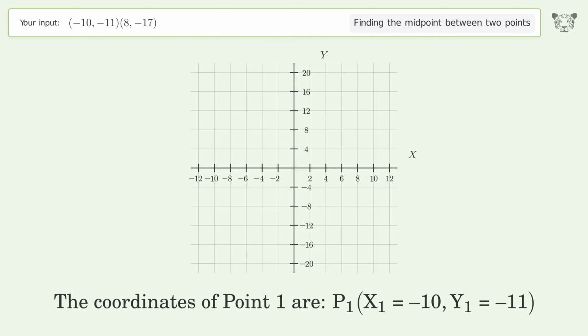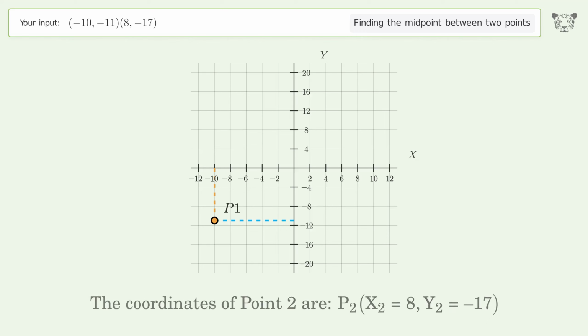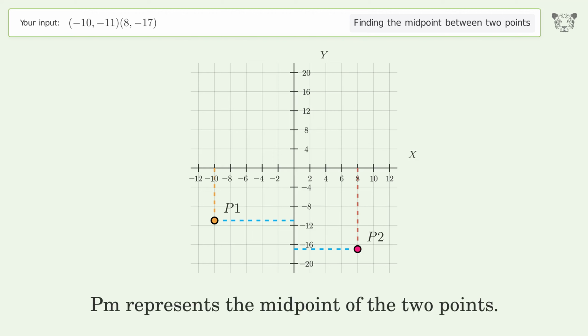The coordinates of point 1 are x1 equals -10, y1 equals -11. The coordinates of point 2 are x2 equals 8, y2 equals -17. PM represents the midpoint of the 2 points.